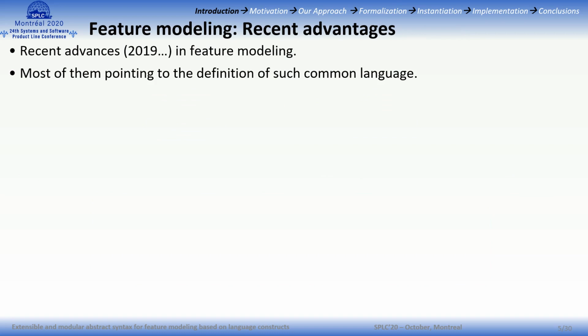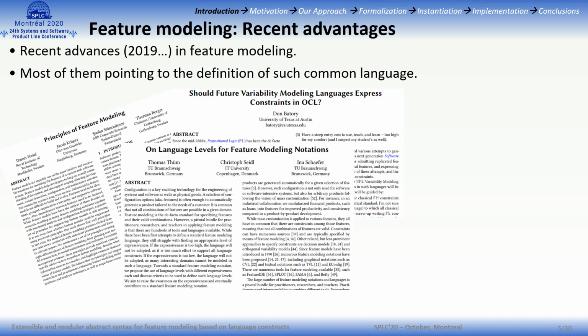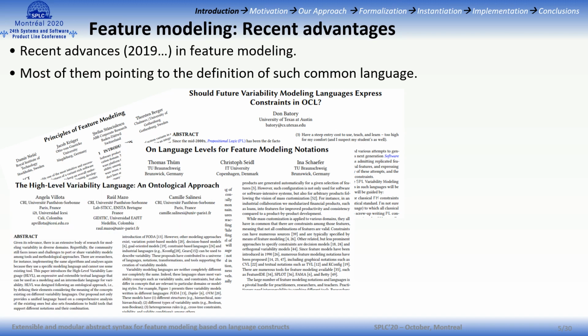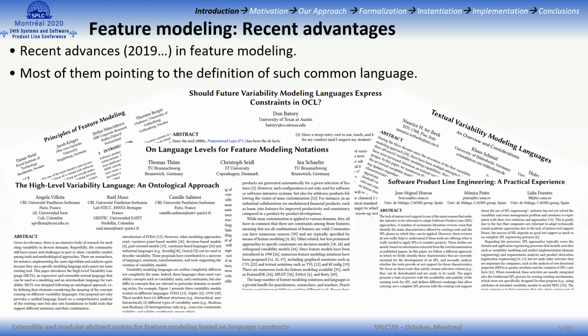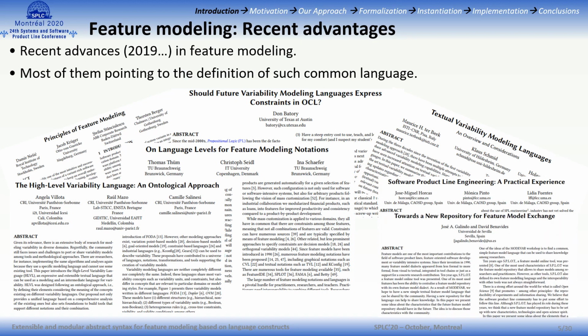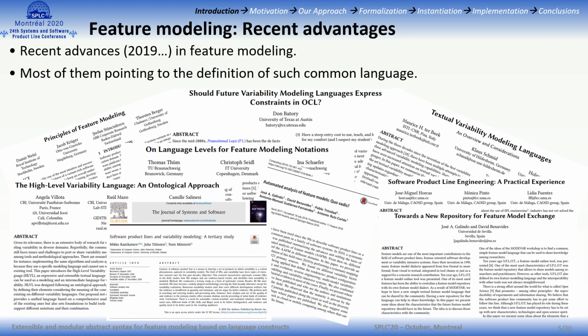In fact, in the last 2 years, several works have been published pointing to the definition of such a unified language. This work covers multiple topics, such as best practices for feature modeling, constraint modeling, language levels for feature notations, a unified intermediate language for variability, reviews about variability modeling languages, reviews about practical tools, or systematic studies about automatic analysis, or even tertiary studies about variability.